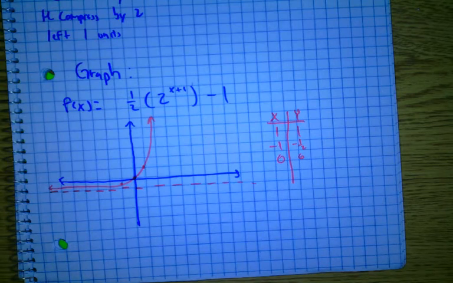Questions about graphing exponential functions? All right. 2 to the power of 0, 1. What do you guys think? 2 to the power of 0. Why is it 1? But why? That's a good question. I mean, you guys have been trained to say that. So why is anything to the power of 0, 1?